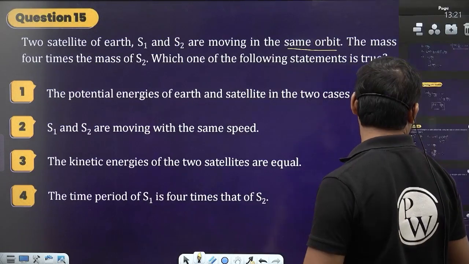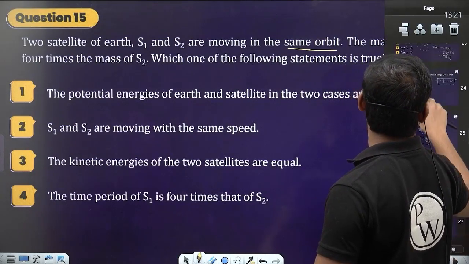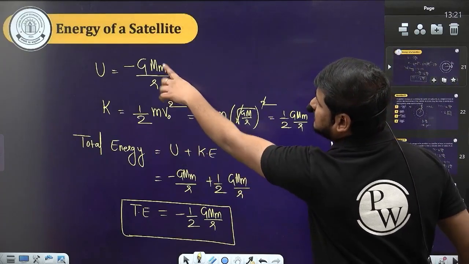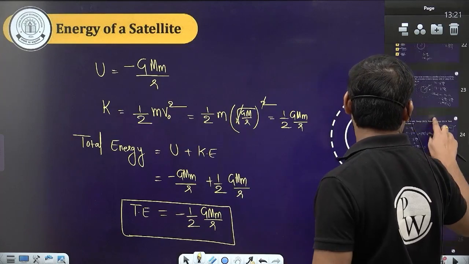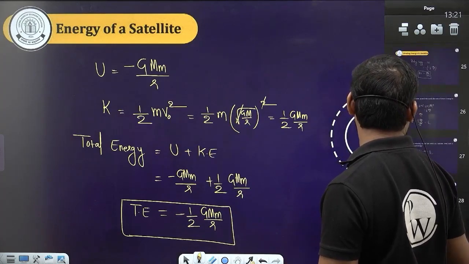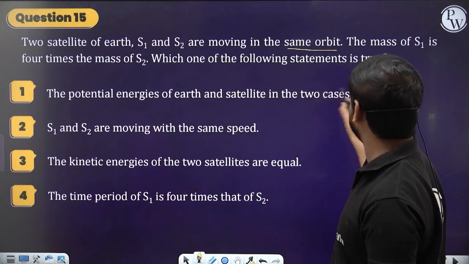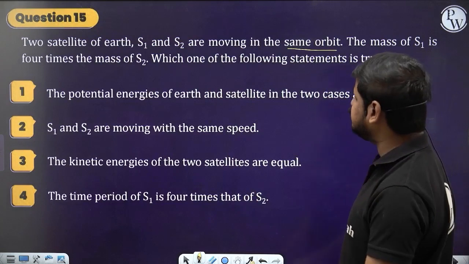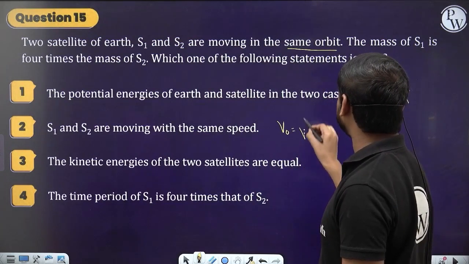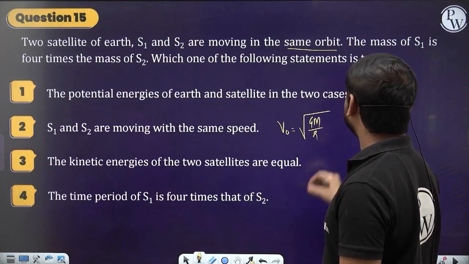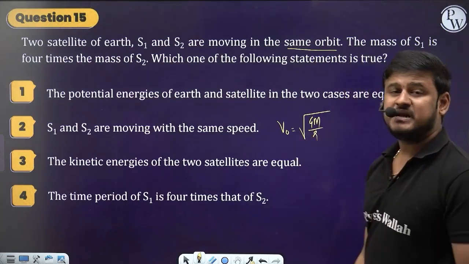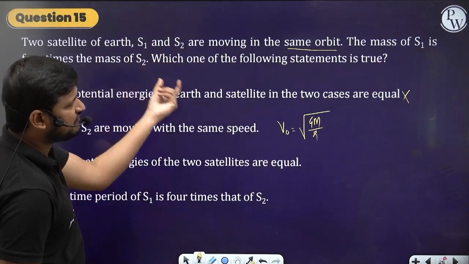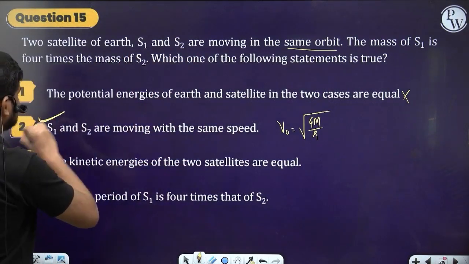Yes or no? See here. The potential energy depends on the satellite mass. So the potential energy cannot be the same because their masses are different. So this option is wrong. Then, S1 and S2 moving with the same speed. The orbital velocity is equal to root over GM by r. So the orbital velocity is independent of the satellite mass, right? So though their satellite masses are different, their orbital speed should be the same. So the second is correct.